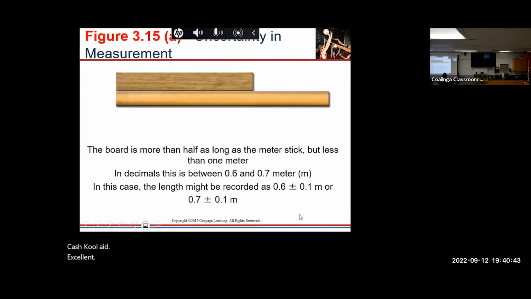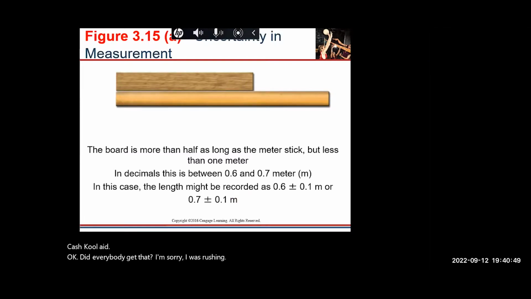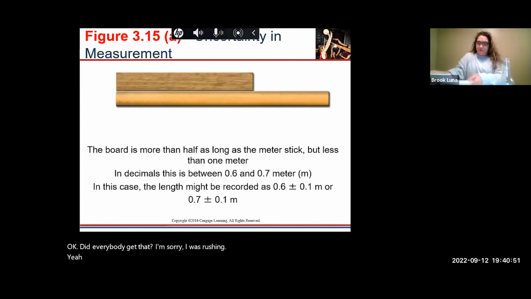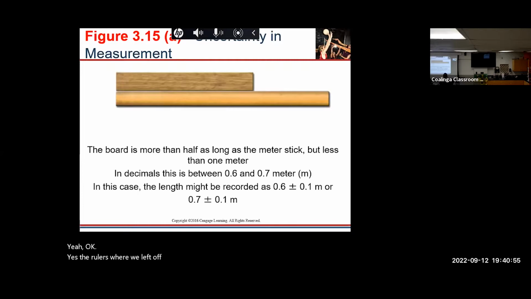Okay. Oh, did everybody get that? I'm sorry, I was rushing. Yeah. So now the ruler is where we left off from last week, right?